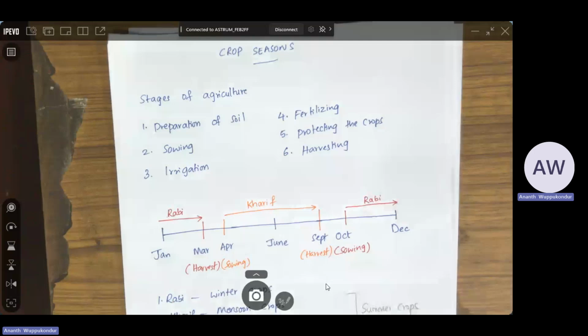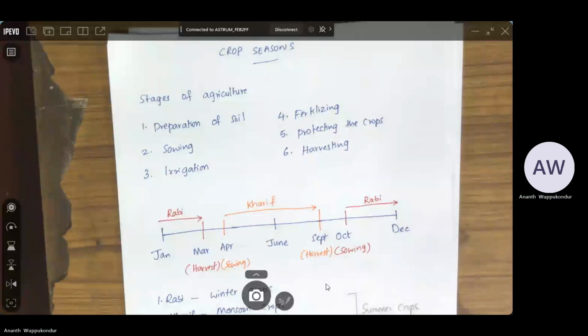Yeah. So we briefly introduced the topic and discussed the necessity of irrigation and types of irrigation. So today we are going to see seasons, and also we will be doing some calculations on how to estimate water requirements.